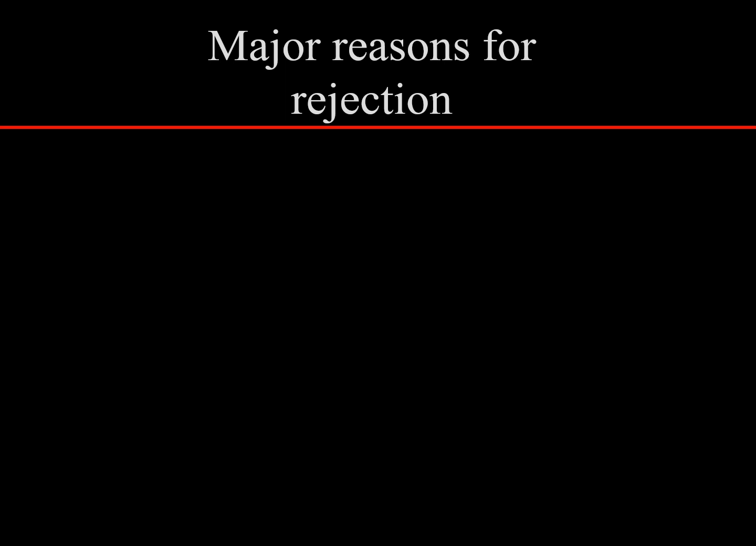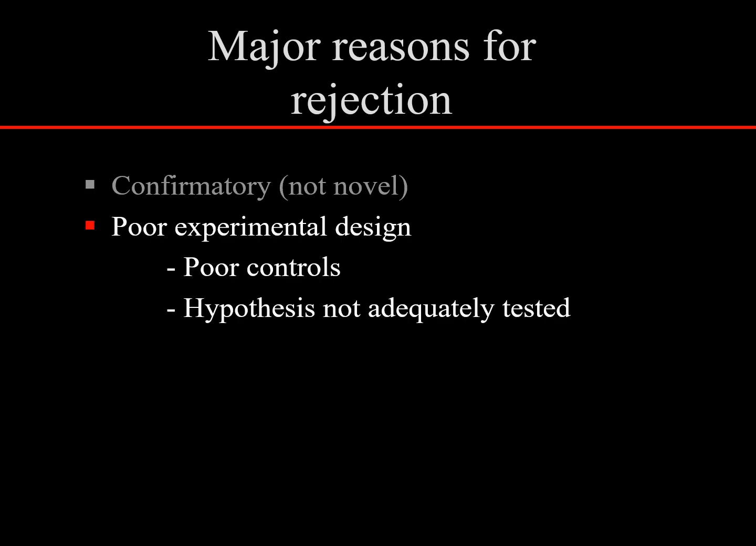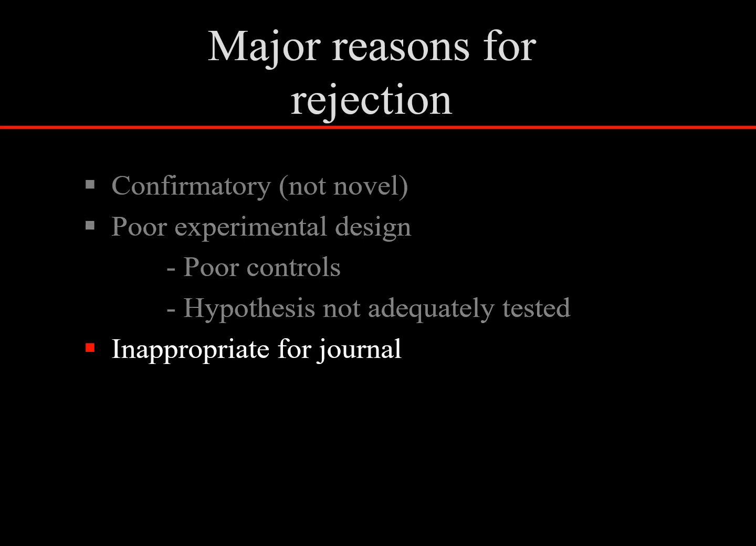Now, what are the major reasons for rejection? First of all, your idea is not novel or not genuine. Second, as I have mentioned in part 1 of this lecture, it could be related to your methodology in which you didn't use proper controls or your hypothesis was not adequately tested. Or everything is good, but your work is not appropriate or not within the journal scope. Or it could be poorly written.